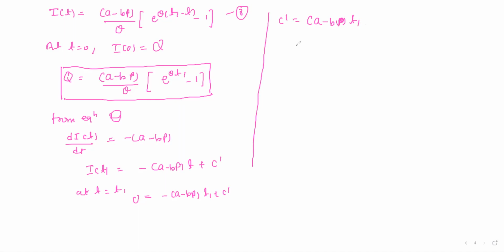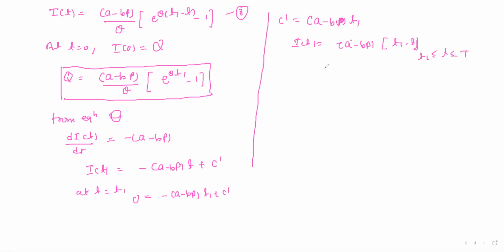Okay, so it will be, we can take a minus bp as common. Now we get I(t) equals (a minus bp)(t1 minus t). So this is the inventory level in the time interval t1 to T.